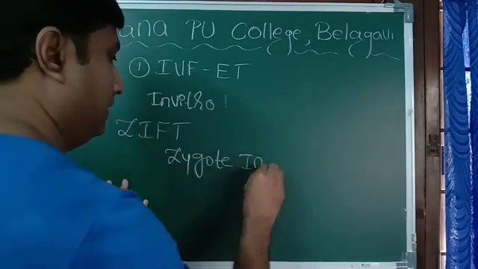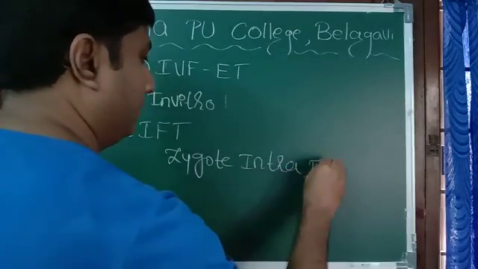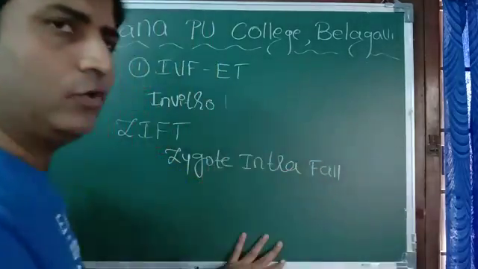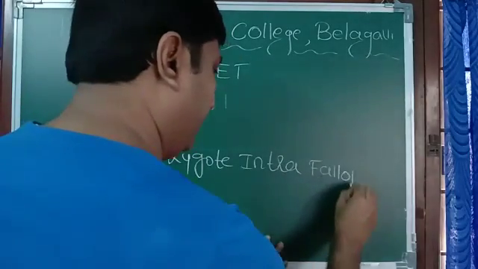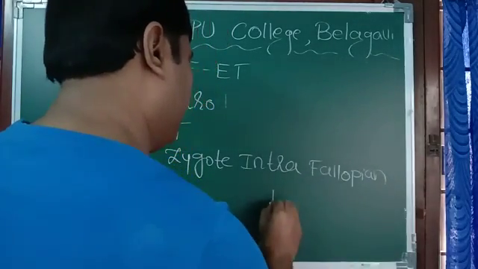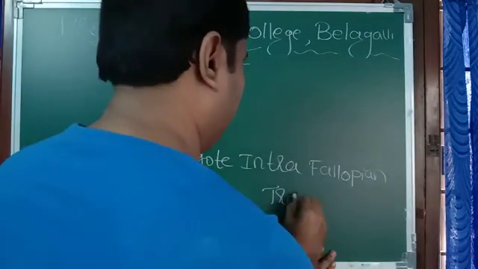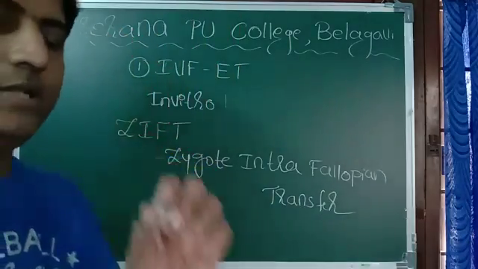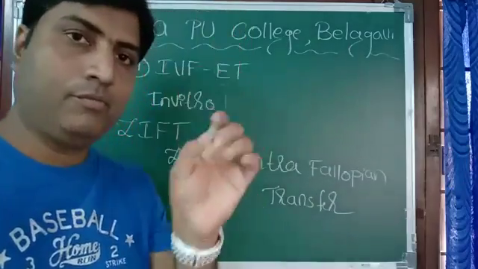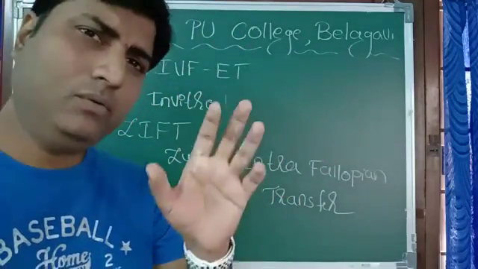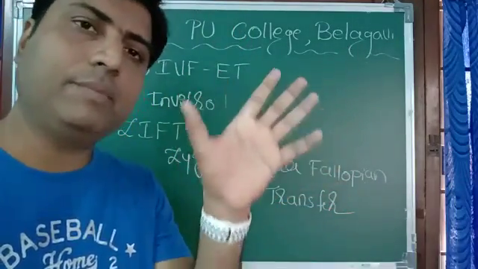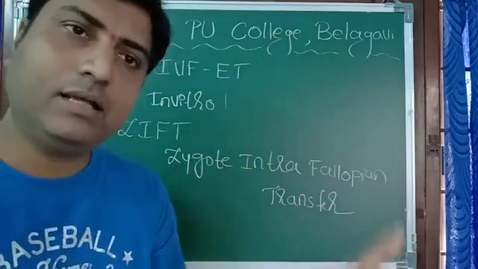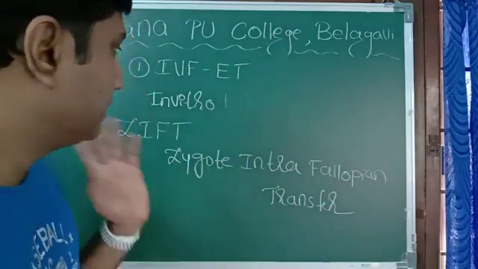You can call it fallopian tube transfer also. That zygote is placed into the female body. Now the implantation takes place, the female becomes pregnant, and the natural process goes on. So this is one thing.